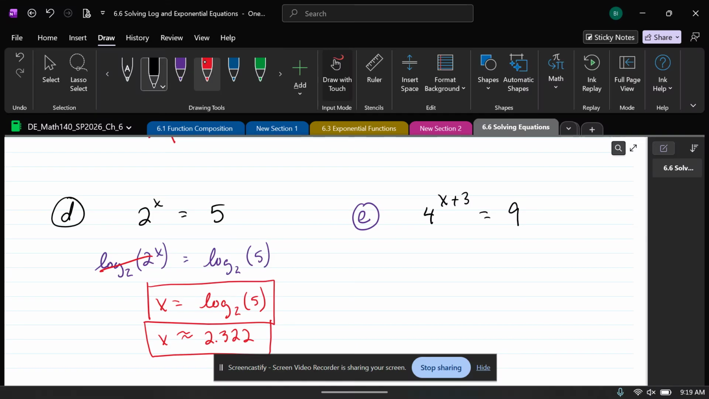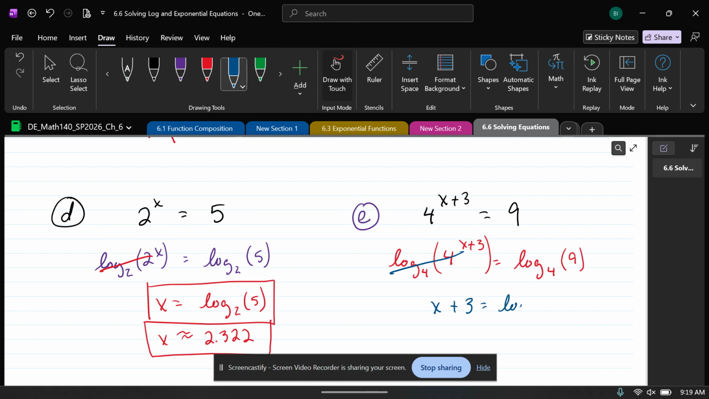Log base 4. So I'm taking the log base 4 of both sides. On the left-hand side, the log base 4 and the base 4 from my exponential cancel each other out. So we end up with x plus 3 equals log base 4 of 9.